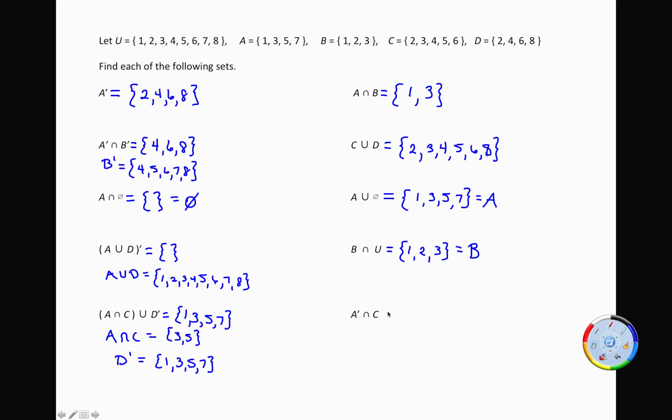Not A and C. First of all, I need to know what not A is. Well, I've got not A already calculated up here. So and C, the elements that are in this set and also in this set. So 2 is in both sets, 4 is in both sets, 6. Not A and C: 2, 4, 6.